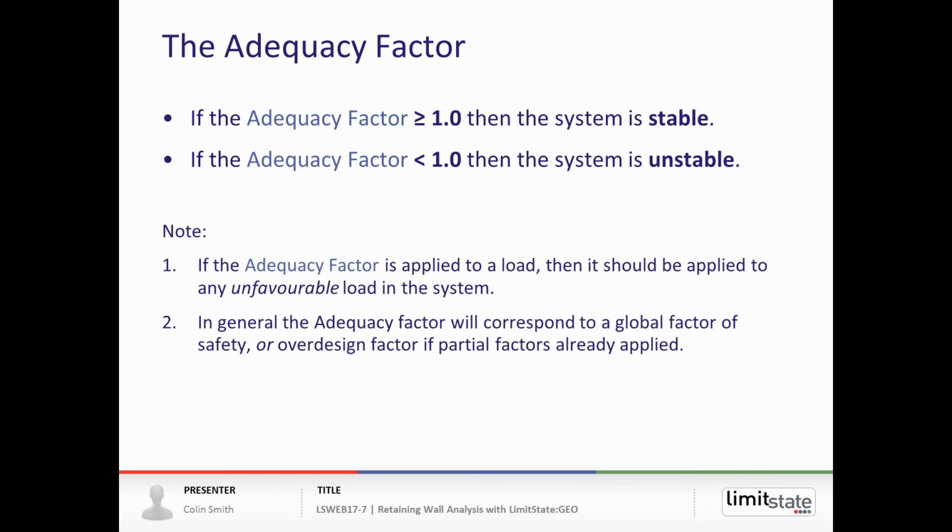So we'll see how that's used in a moment, but in general, if the adequacy factor is bigger than 1, then our system is stable because we've had to increase a load or reduce a strength to get to collapse. If it's less than 1, the system is unstable. And in general, if you're going to apply adequacy to a load, you should apply it to an unfavorable load in the system. And if you've already got partial factors applied, such as in a Eurocode approach, this adequacy factor will correspond to a global factor of safety or over-design factor over and above the measure of safety that you have from the partial factors.